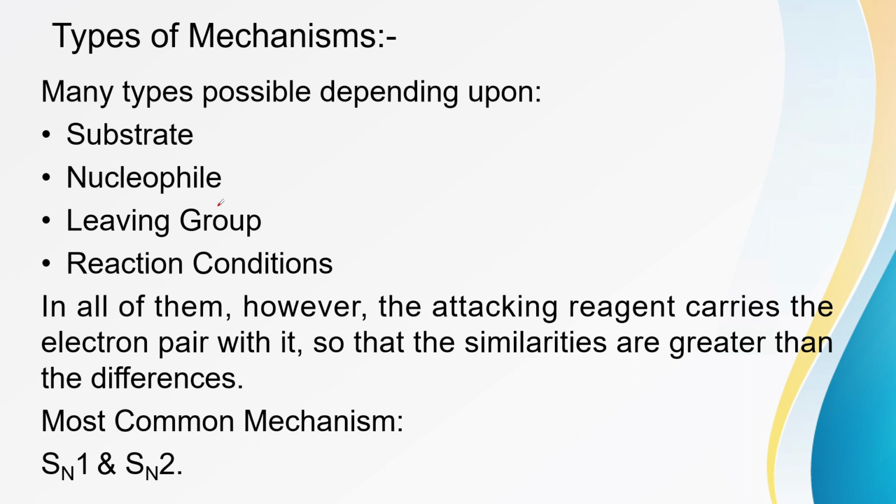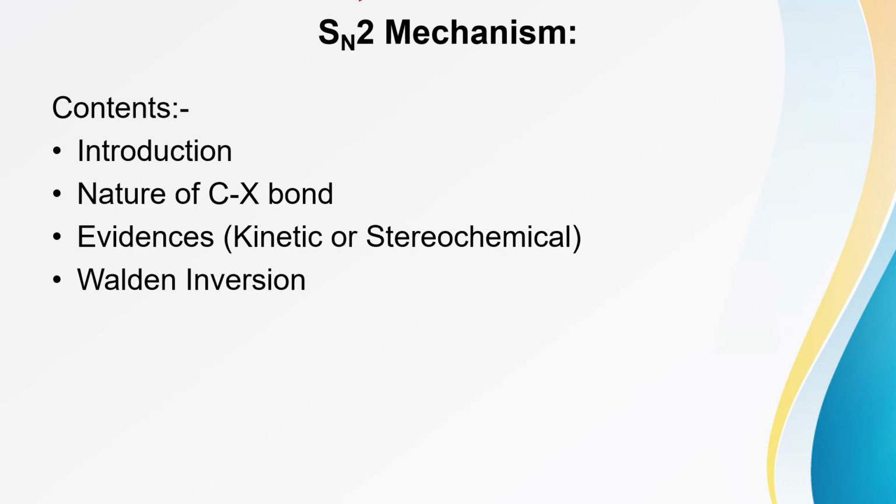and nucleophile, leaving group, reaction condition. But in all those types of mechanism, one thing is similar. The attacking reagent carries its electron pair, and by using its electron pair it attacks an electron deficient center or substrate. So in all those types of reaction, similarities are greater than differences. The most common types of mechanism are SN1 and SN2. Now we will discuss in detail the SN2 mechanism.